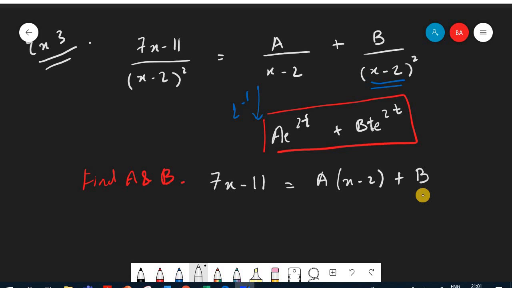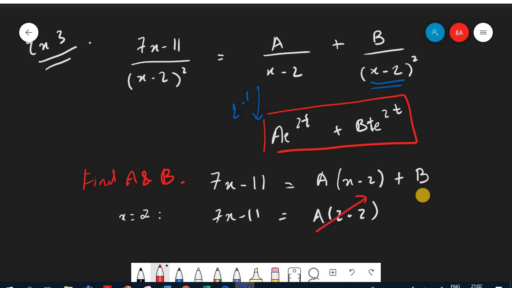Now again, the simple solution that we can do: if x is equal to 2, I'm going to cancel out this term. So if x is equal to 2, it looks like I'm cancelling out a term here. So this will be 7x minus 11 is equal to that term, which is a into x minus 2. That will be like a into 2 minus 2, of course.